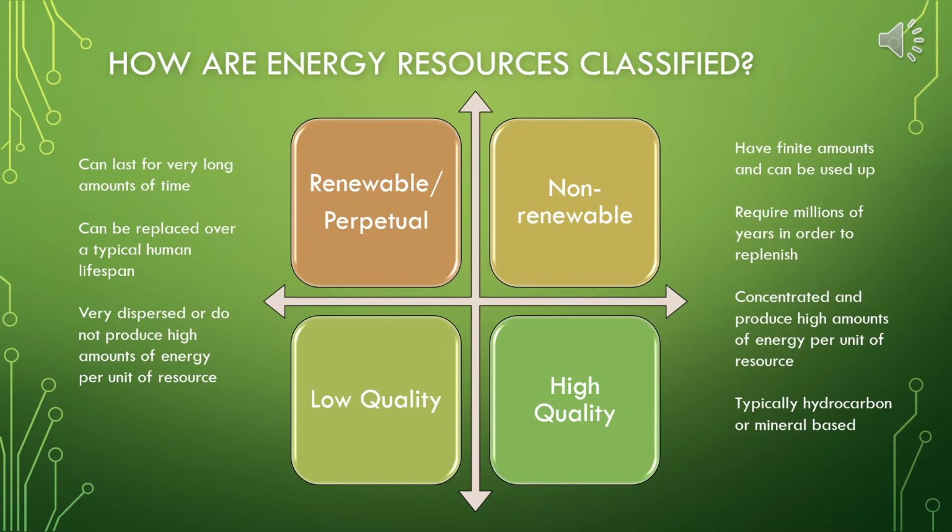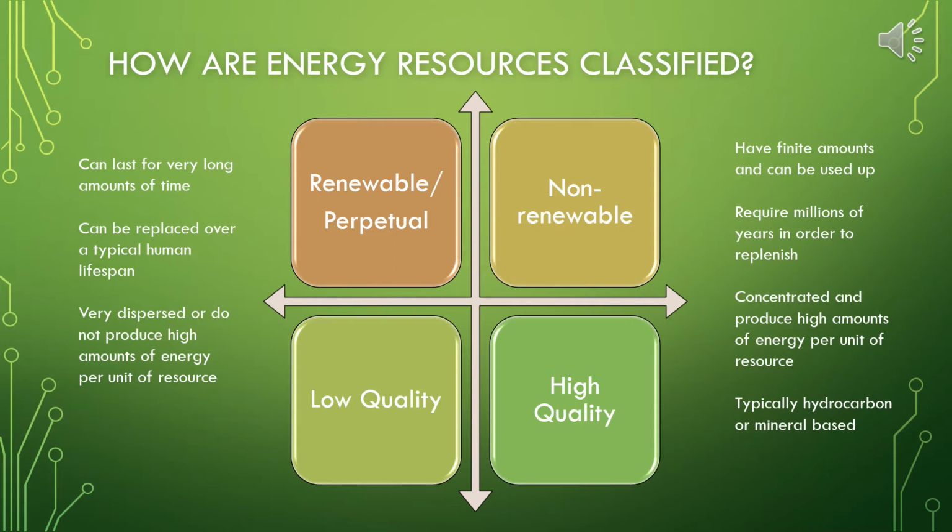Non-renewable resources, on the other hand, are often equated with being high quality. Non-renewable resources, such as nuclear or fossil fuels, have finite amounts and they can be used up. They require millions of years to replenish, so once we've exhausted our resources, it's going to take a very long time for them to come back. However, it's high quality because it's concentrated, and they produce high amounts of energy per unit of their resource.